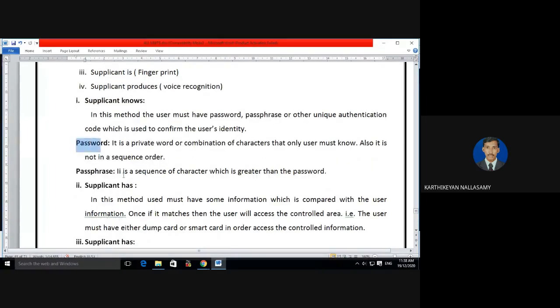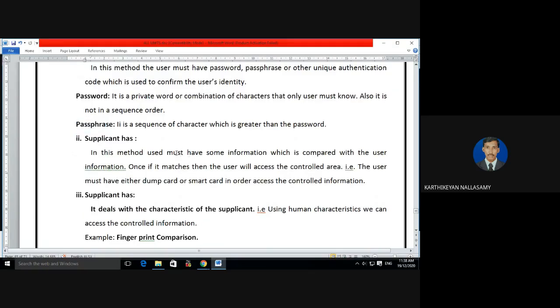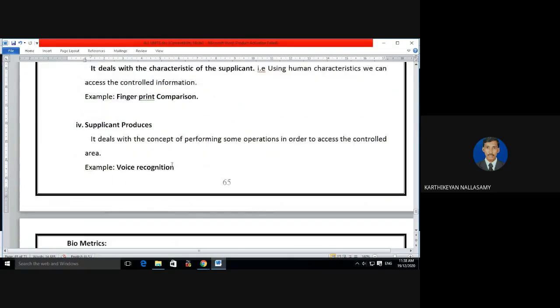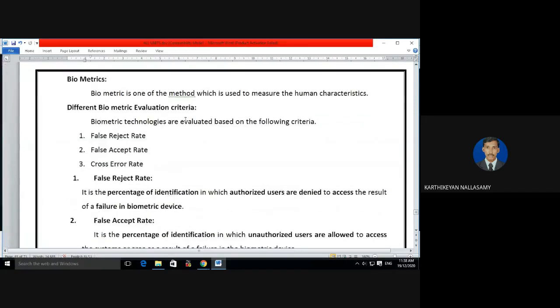That is a username, a password, or maybe a passphrase. With the help of these types, we are going to provide authentication. That is called card, and fingerprint and voice recognition. These are some biometrics. For evaluation of the biometric, these basic properties are very, very important.